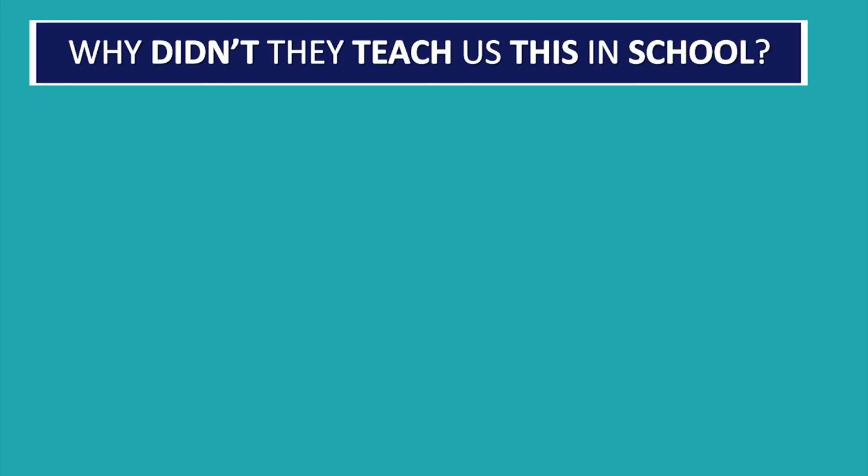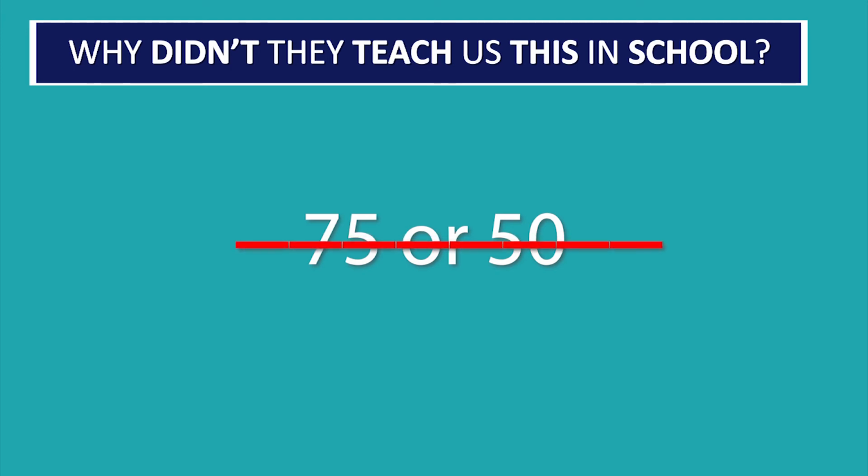I've seen this trick talked about online before, often with the question of why didn't they teach us this in school? And I want to try and answer that question. This trick saves you a lot of time, but it isn't always helpful. In the previous examples, it's worked well because the quantity was a nice number. It was 75 or 50. However, this trick isn't very helpful when the quantity isn't a nice round number.